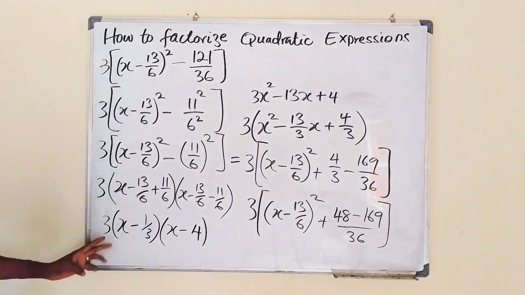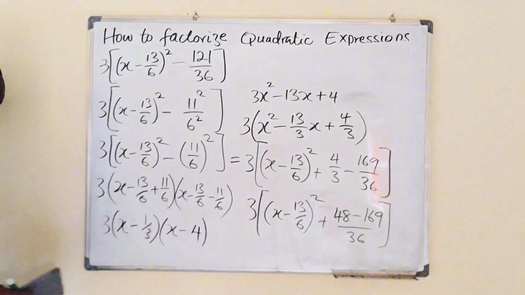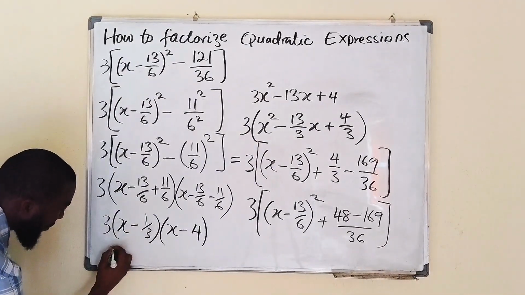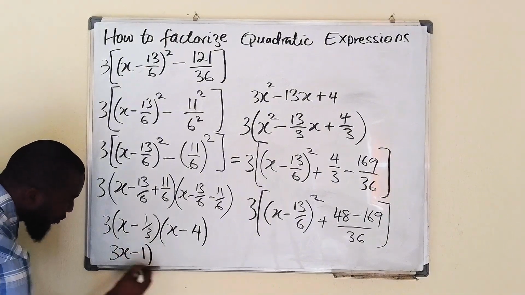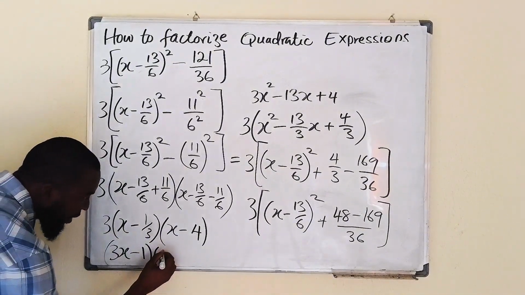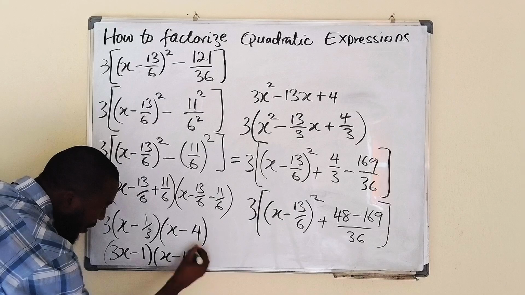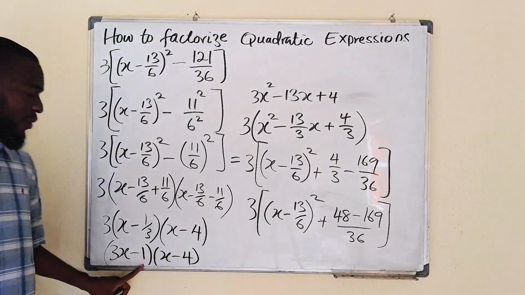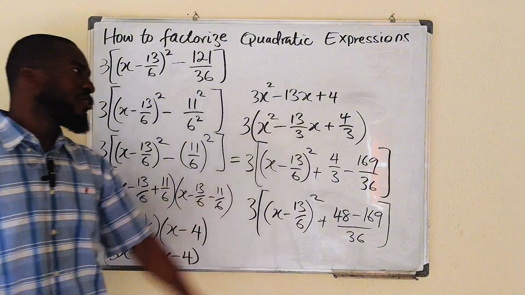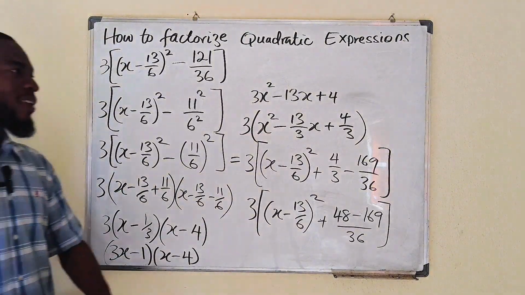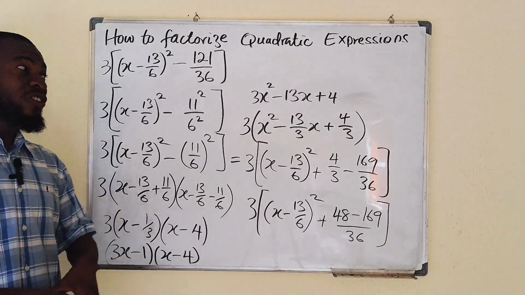If you like, you can expand this. If you expand this, you have 3 times x is 3x, minus 3 will cancel 3, you have minus 1. If you multiply here, you have x minus 4. And hence, 3x minus 1 multiplied by x minus 4 is the factorized version of 3x squared minus 13x plus 4. But this is just the long way.